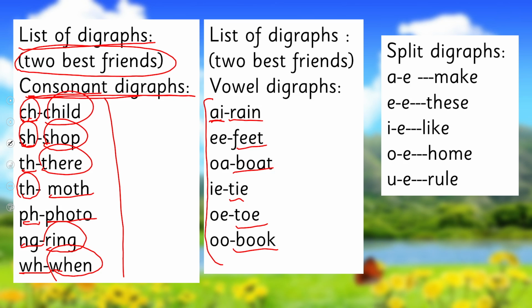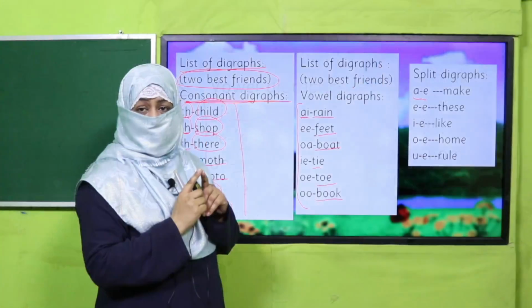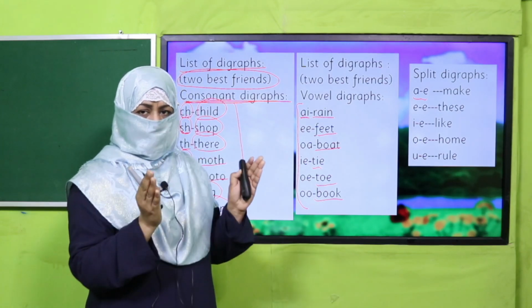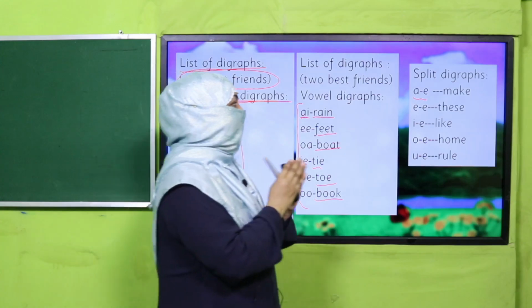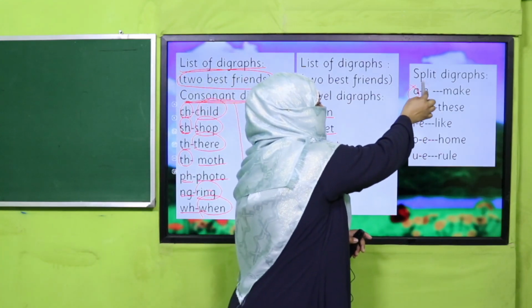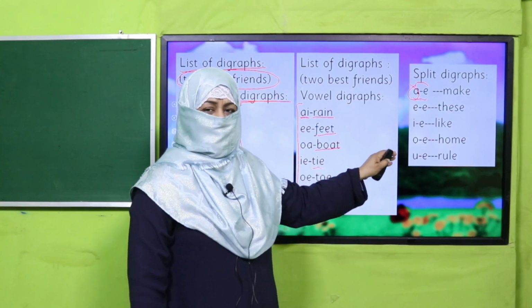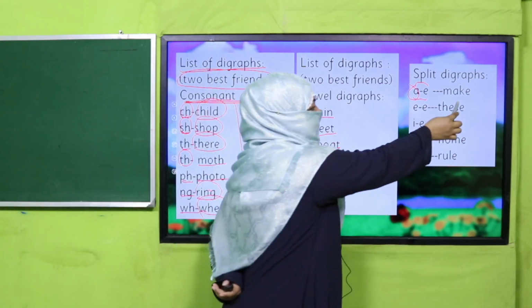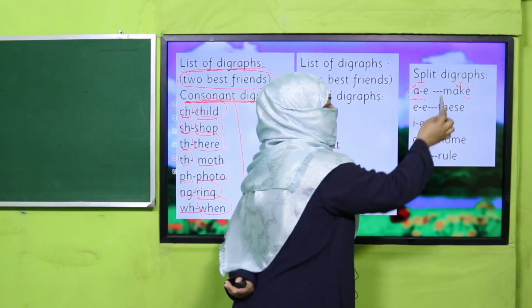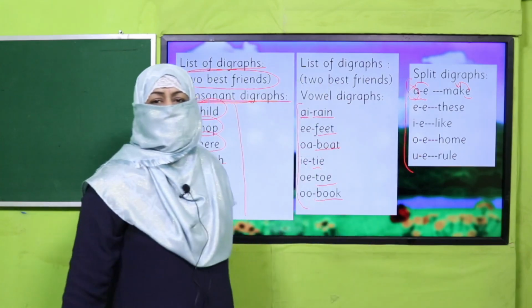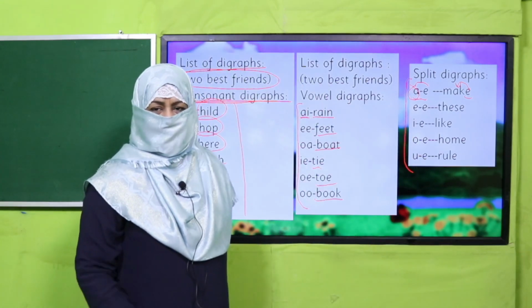This one is known as split digraph. What happens? There are two vowels, but there is one consonant in between. Still they work like a team. They are not separate. They work like a team, and the first one gives its long vowel sound, and this rule is also known as bossy E rule. Remember? So this E makes this A give its long sound and it makes make. So this is known as split digraph rule, right?